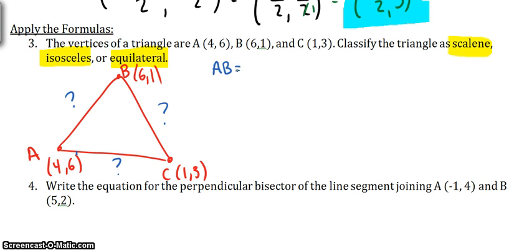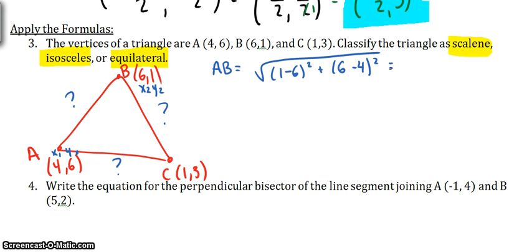In order to do that, we got to figure out which one's y1, x1, all that good stuff. So maybe I'll call this x1, y1, and B, x2, y2. And then I can just plug them into my distance formula. So first I'll subtract my y's, which is 1 minus 6, and square them. Then I'll add the difference of my x's squared. So that's x2 minus x1 squared.